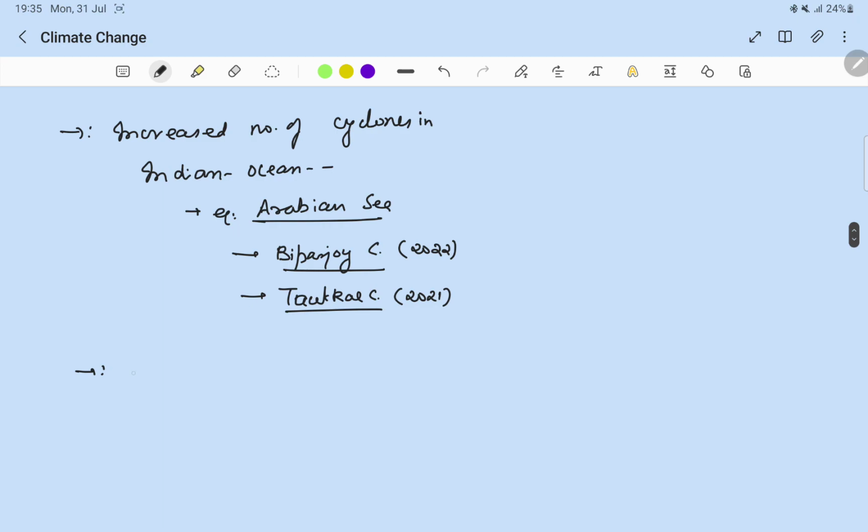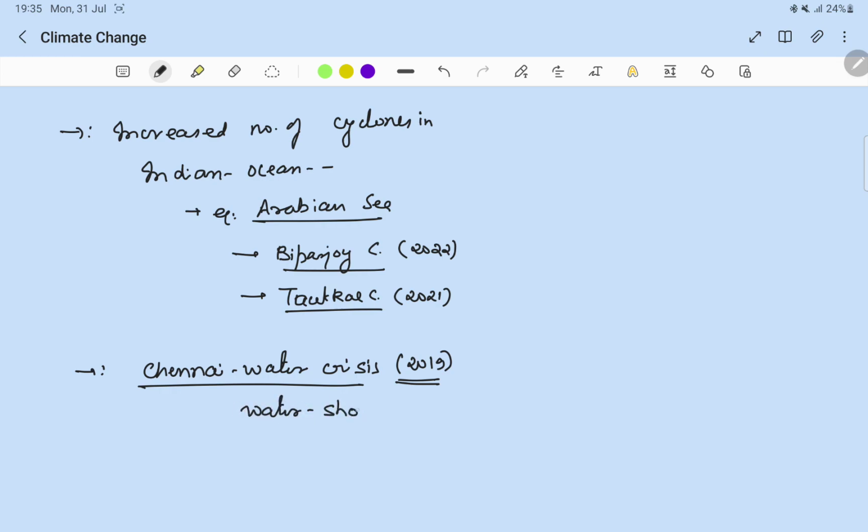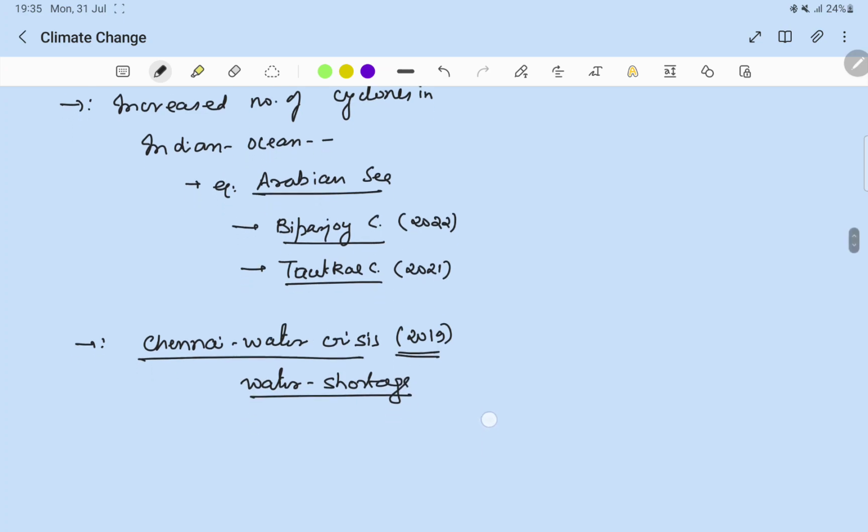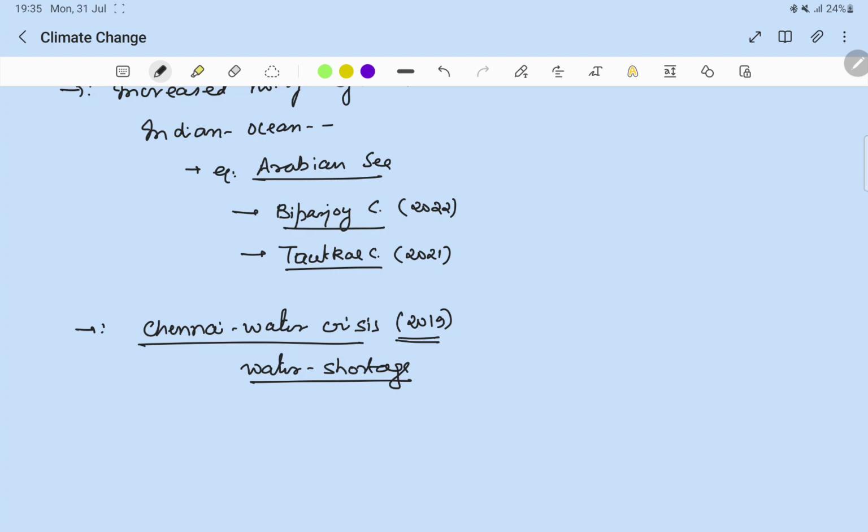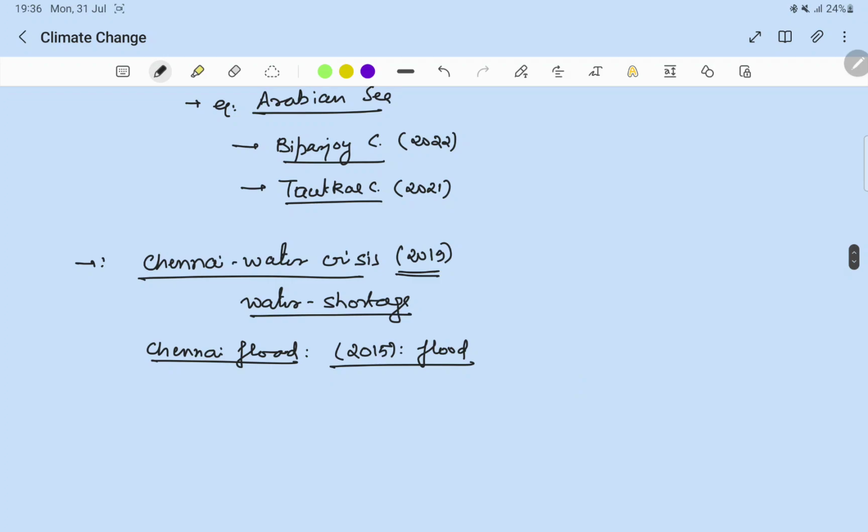Then other local events like the Chennai water crisis. The Chennai water crisis happened in the year 2019, and it was the issue of water shortage. And if you remember, in 2015 there was too much rainfall and it created a flood in Chennai, the Chennai floods. So see, Chennai is facing a double problem. In one year it is facing flood, and in another year it is facing drought. So flood in Chennai and drought in Chennai. Okay, similarly in Mumbai you have Mumbai coastal flooding.